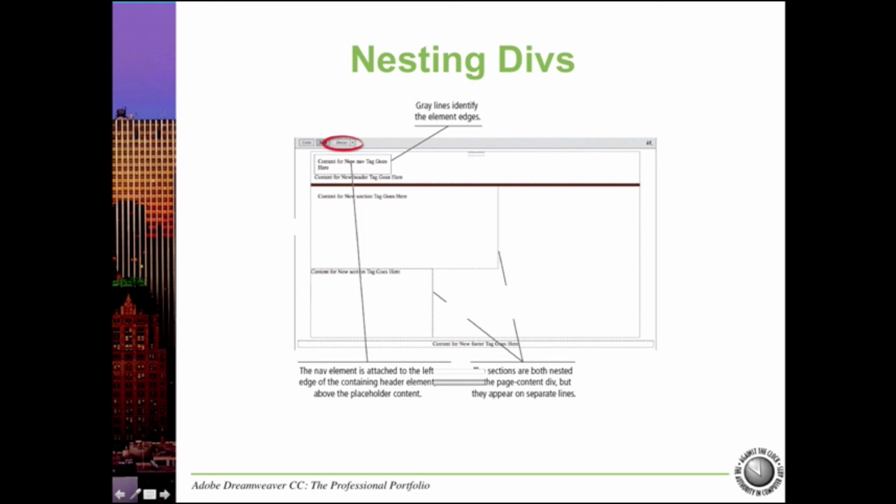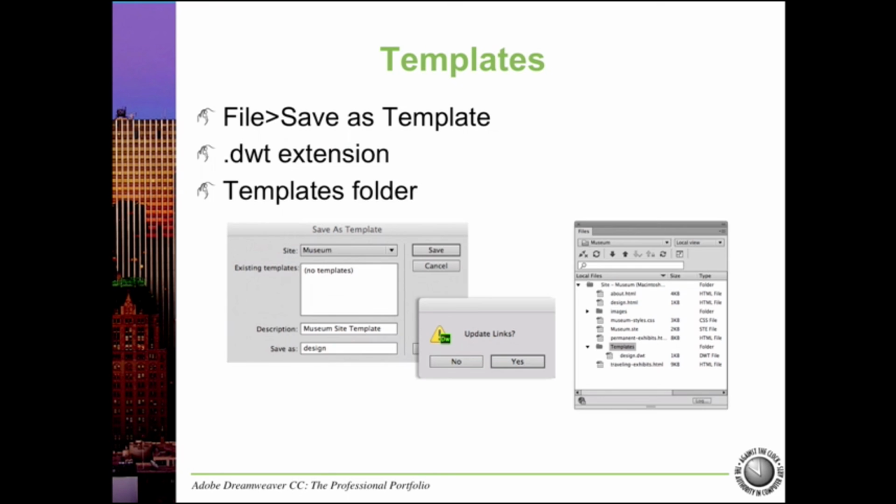You'll be using templates, so if you go to File, Save as Template, it will automatically save it with this DWT extension, and then Dreamweaver will automatically create a templates folder for you, and that template will be inside that folder. And you want to update your links, and your template folder will be nested inside your local root folder. Do not move your templates out of the folder, and don't move the template folder out of your root folder. So that's very important that you don't move that around, or else that's going to create some errors in your file.